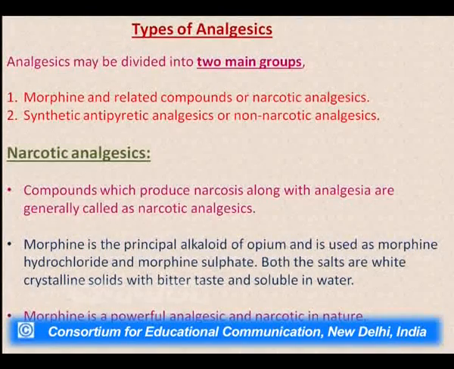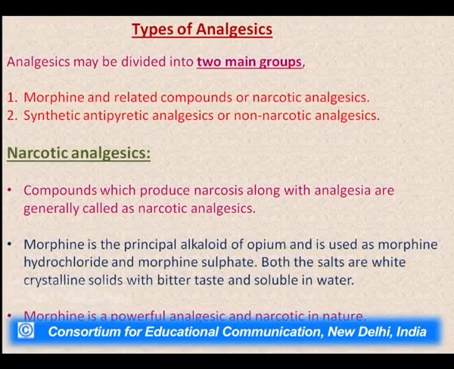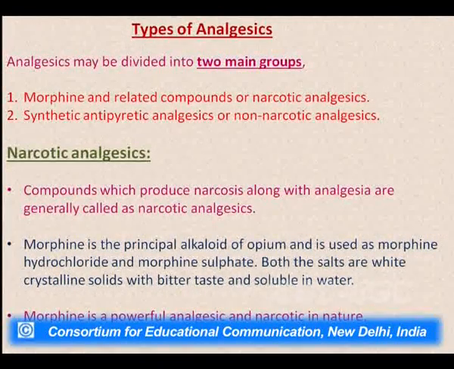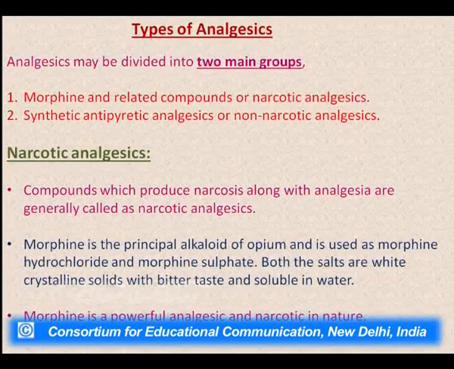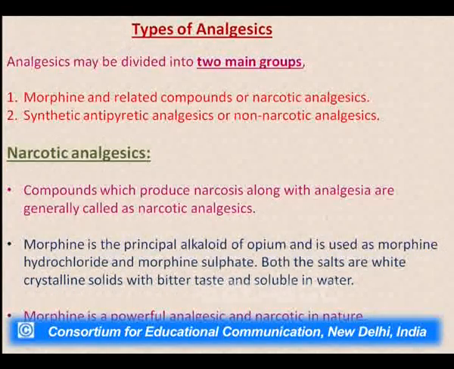Compounds which produce narcosis along with analgesia are generally called narcotic analgesics. Morphine is the principal alkaloid of opium and is used as morphine hydrochloride and morphine sulfate. Both of these salts are white crystalline solids with a bitter taste and are soluble in water. Morphine is a powerful analgesic and is also narcotic in nature.